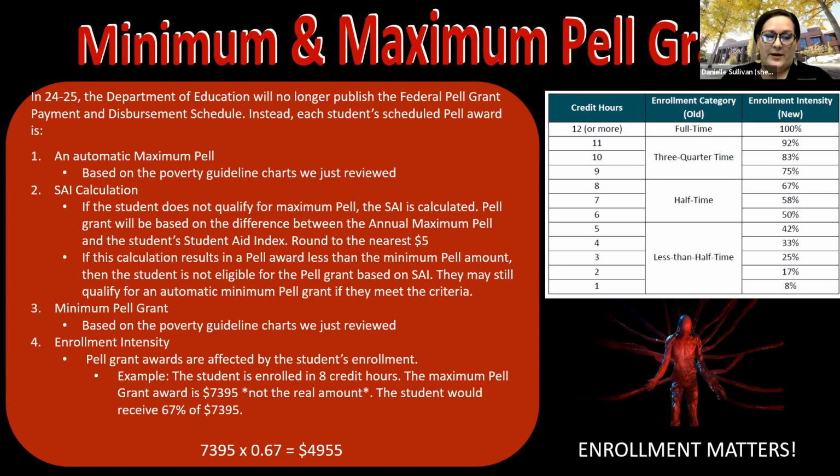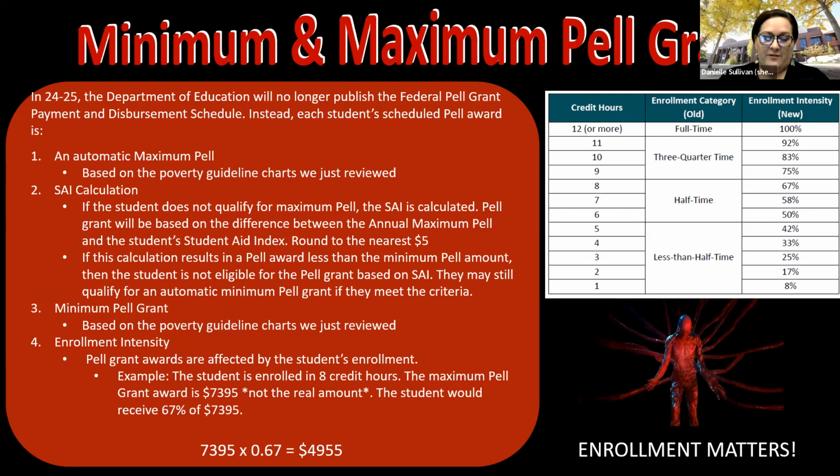So with minimum and maximum Pell Grant now, students are going to be awarded Pell based on those 3 things we talked about. Either they get the automatic Pell Grant based on those charts we just reviewed, they get the minimum Pell Grant, or an SAI calculation is performed if they don't qualify for the maximum Pell Grant. So the way that Pell is going to be determined is whatever the SAI is, Pell Grant is going to be based on the difference between the maximum Pell Grant and the student aid index. And if the calculation results in a Pell Grant amount less than the minimum Pell amount, then the student won't be eligible for the Pell Grant based on the SAI. They still could potentially qualify for the minimum Pell Grant if they meet that criteria. And I've put a little example at the bottom for enrollment intensity as well.